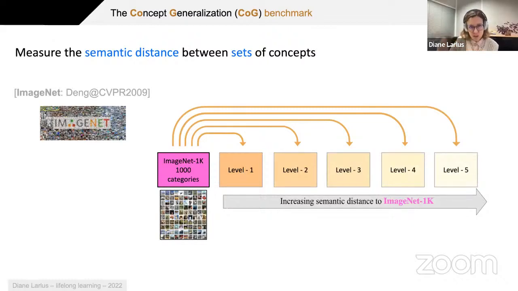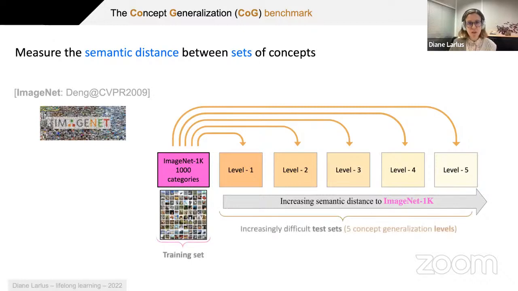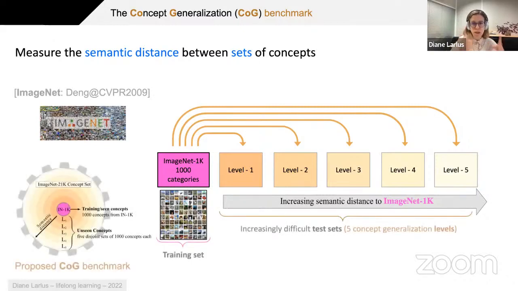To recognize these categories requires the visual representation to have more and more generalization capability. And this gives us a full benchmark composed of a well-defined training set with the only classes that the model is able to see when learning visual representations, and 5 test sets of increasing difficulty that we call generalization levels, which are unseen categories, which allow us really to evaluate what we want to evaluate.